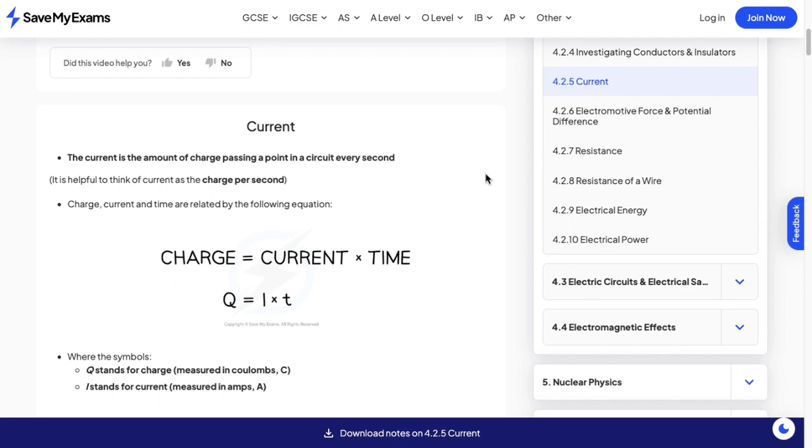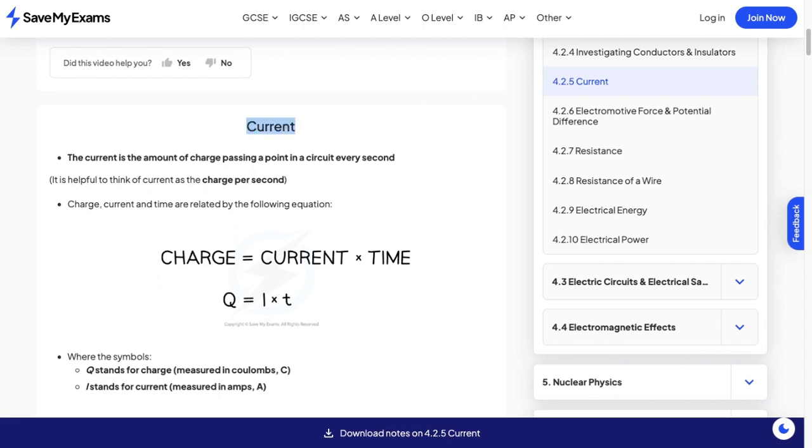So today we'll be looking at the energy that is found when charge travels from one place to another. Charge per unit second is current. So what is current? We start by explaining the meaning of current. Current is the amount of charge that is passing through a point in a circuit.